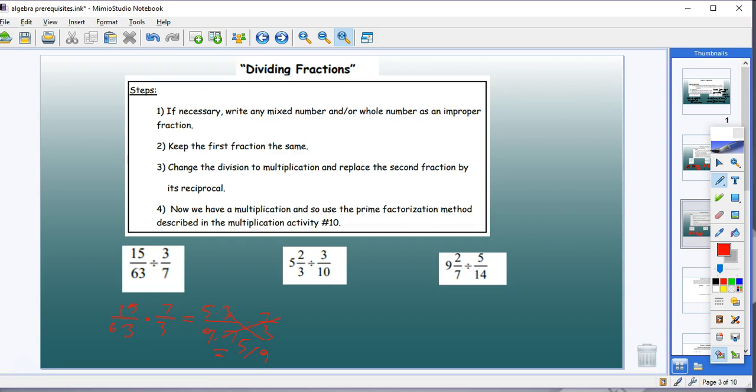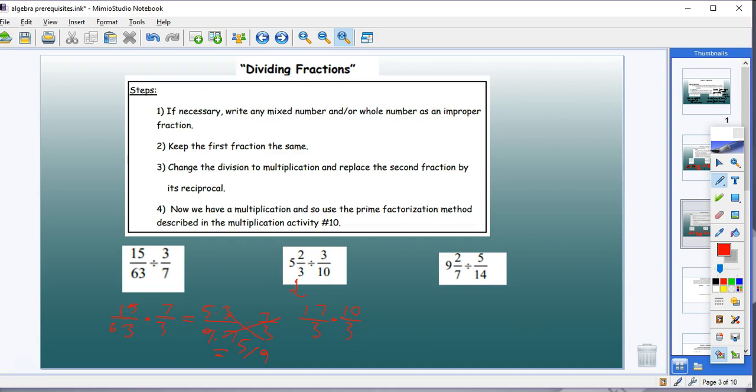In the second problem, we see a mixed number that we need to convert into an improper fraction. So this mixed number is going to be equal to 5 times 3, which is 15, plus 2, we got 17 over 3, times, I'm going to turn this fraction upside down, so it's going to become 10 over 3.